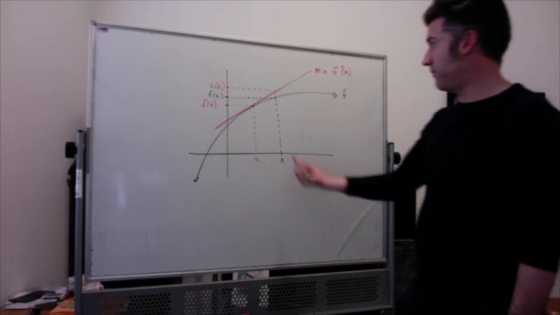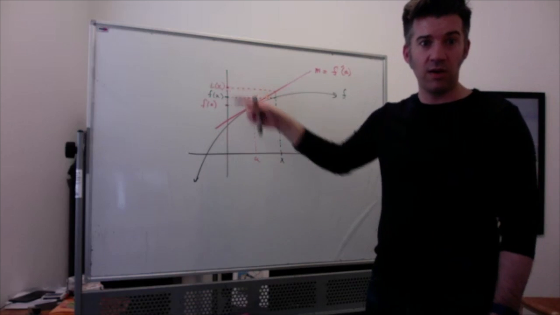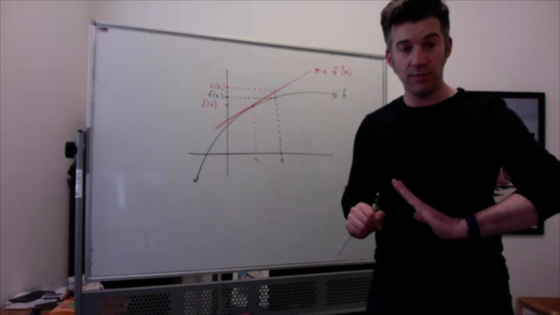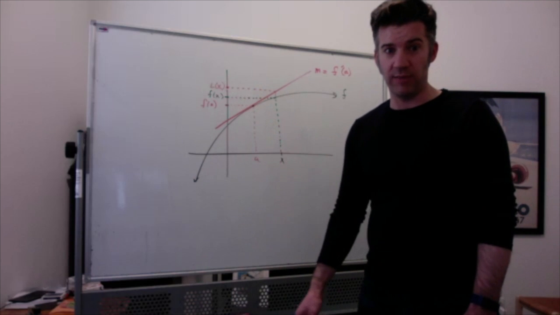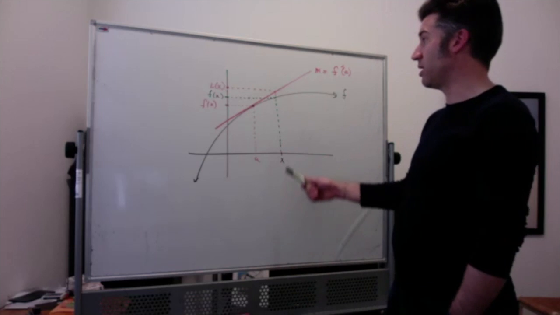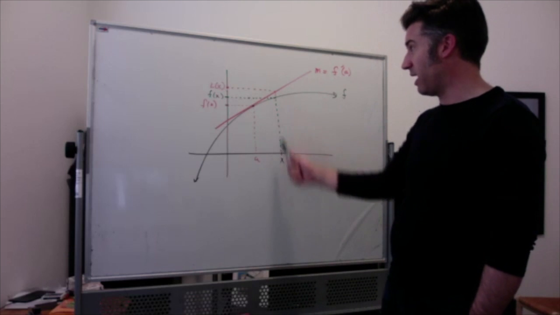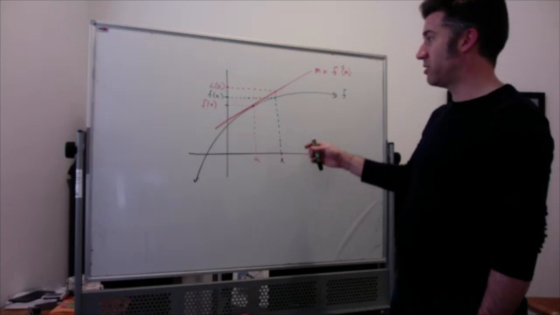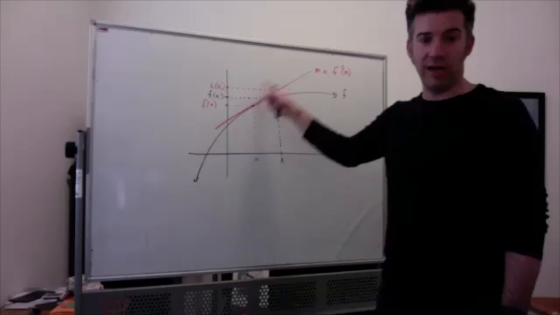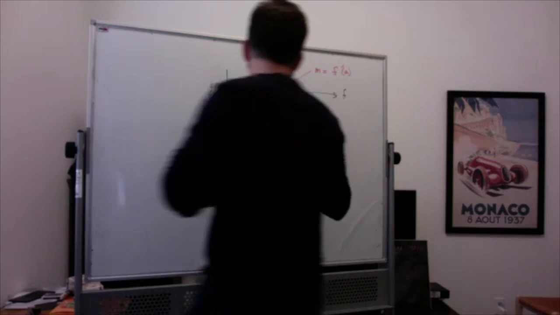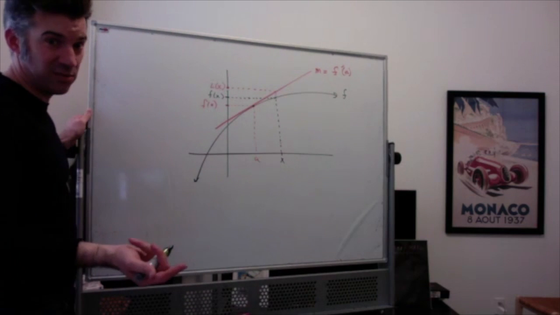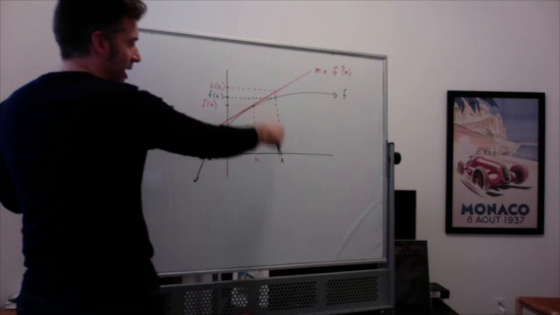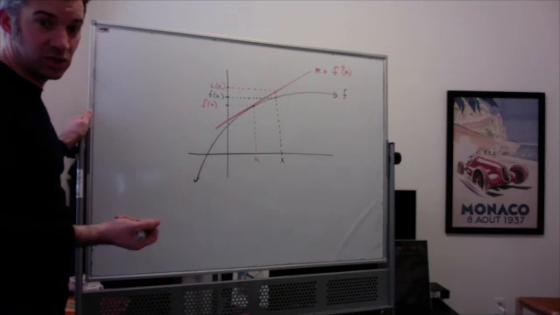So I want to know what f of x is, but f of x is hard to figure out. So instead, I say, well, a is super easy to evaluate this function at. And instead of trying to find f of x, I'm going to figure out the equation of this tangent line, and then plug x into this linear function, which is easy to evaluate, and figure out what L of x is, the linearization of x.